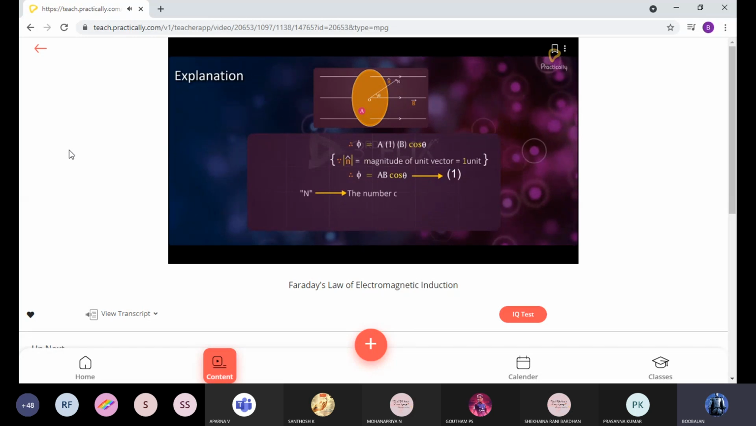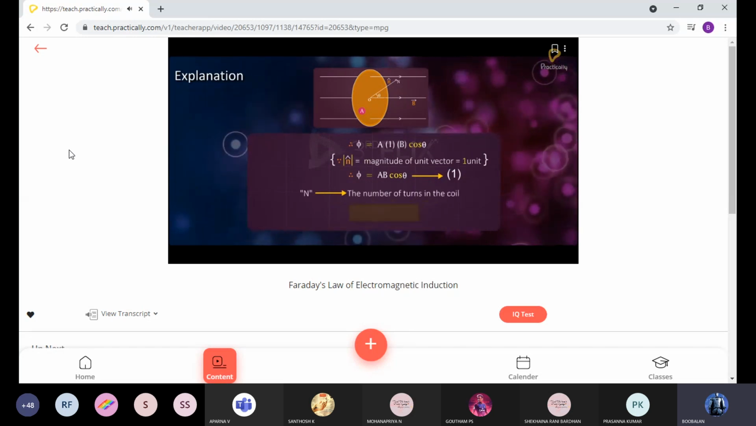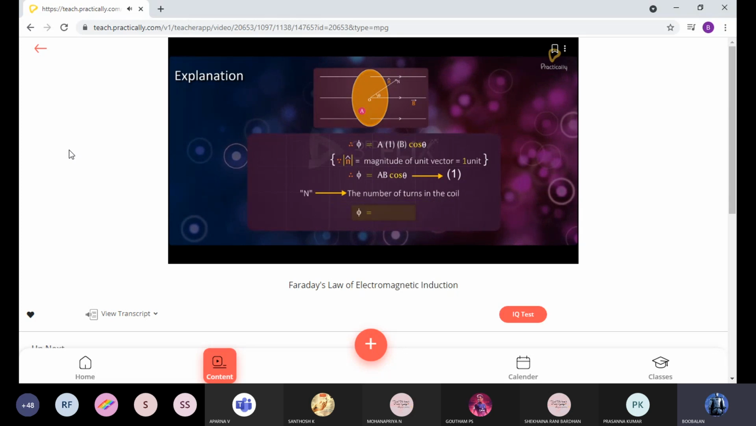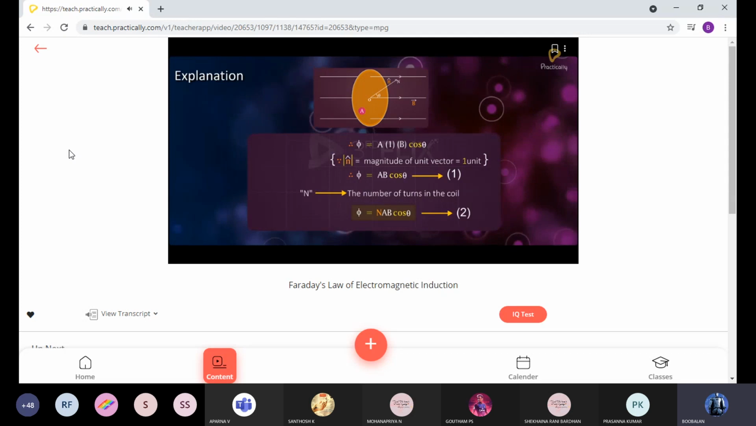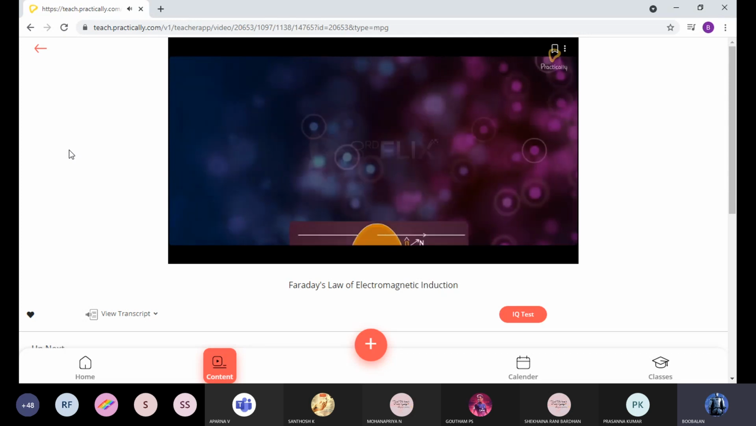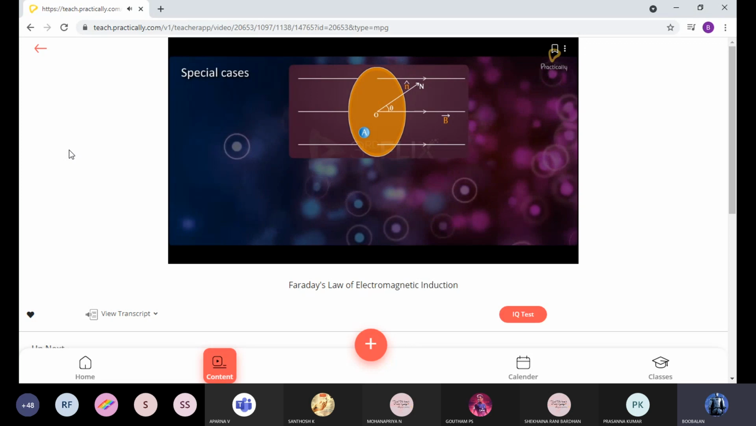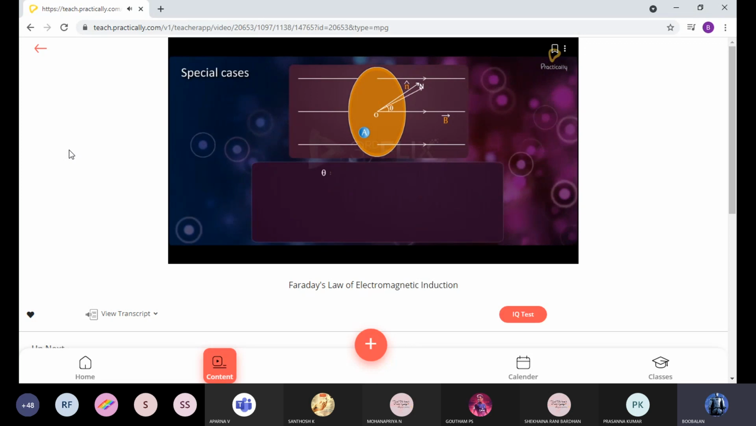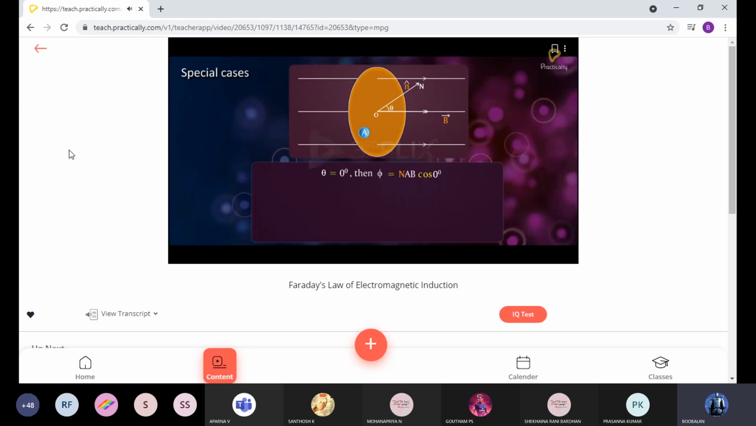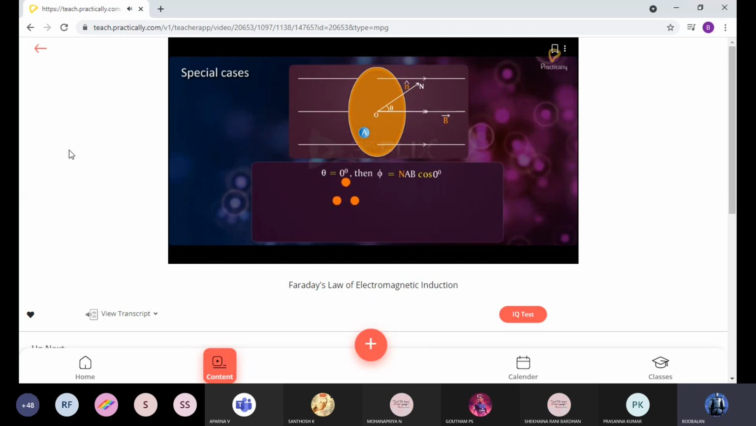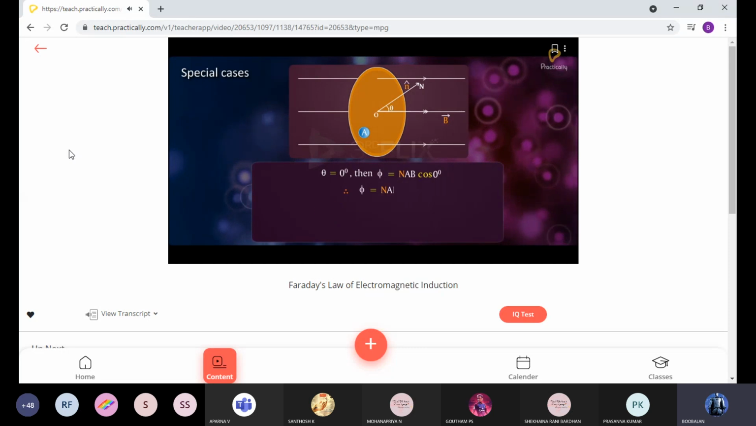If N is the number of turns in the coil, then phi is equal to NAB cos theta. Say equation 2. Special cases. If theta is equal to 0 degrees, then phi is equal to NAB cos 0 degrees. Therefore, phi is equal to NAB, since cos 0 degrees is equal to 1.